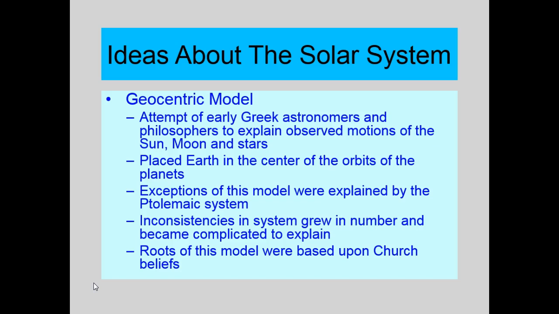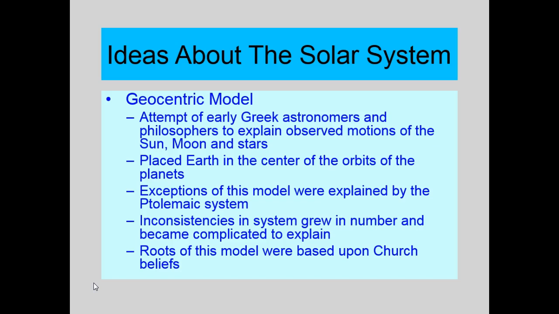Okay? The attempt by some of the early Greek astronomers and philosophers to explain the observed motions of the sun, moon, and stars. The sun definitely looks like it goes around us. Slightly strange pattern, but goes around. The moon definitely goes around us, and it really does. The stars look like they go around us, except the North Star sort of stays in place, and those others do strange things up there. But those crazy little planets.